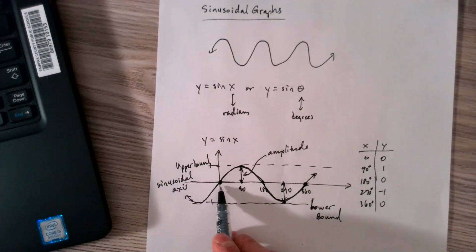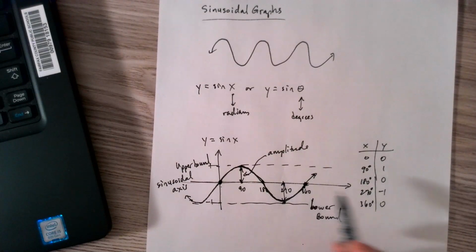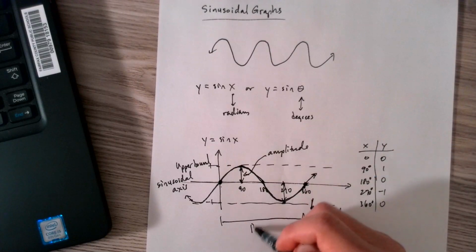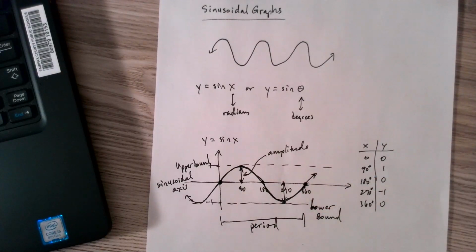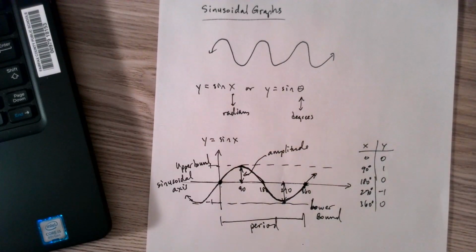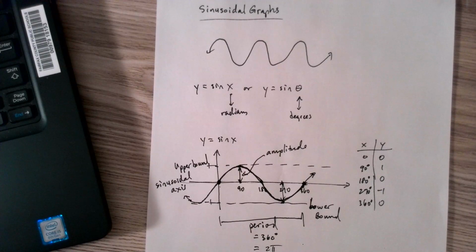And that takes 360 degrees to happen, from 0 to 360 degrees. So since one cycle lasts 360 degrees in x, then that is the length of a period in this function. Now in different functions, I can alter things to make the period shrink or extend. For y equals sine x, the period is 360 degrees, or 2 pi.